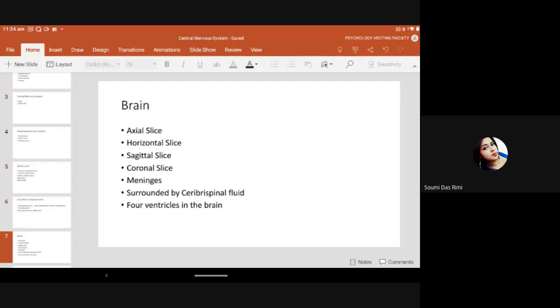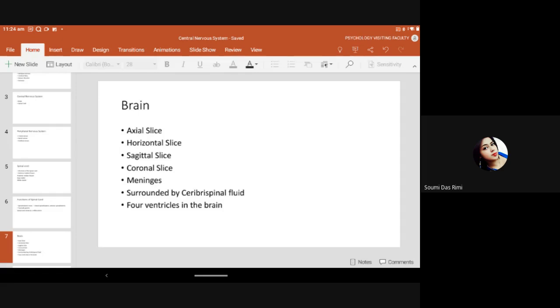So the cortex or the neocortex is the seat of human cognition and sensory processing. Before I start all the structures, I will start with some slide view of the brain.